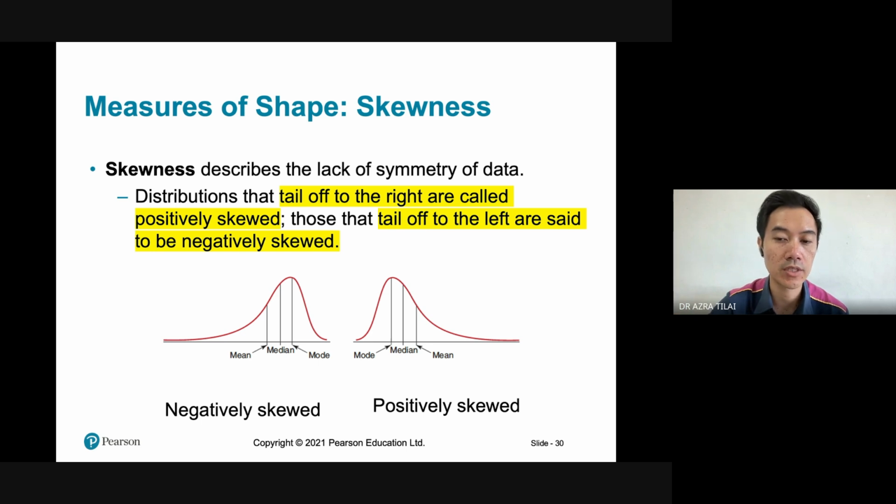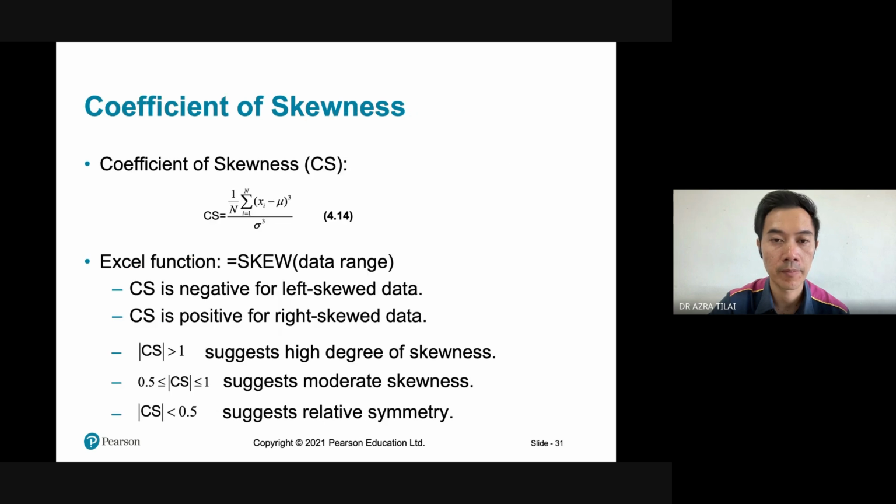So it's either positively skewed or negatively skewed, meaning is it more recorded values that are outliers on the positive side or on the negative side. Okay, this is how to manually calculate the skewness.